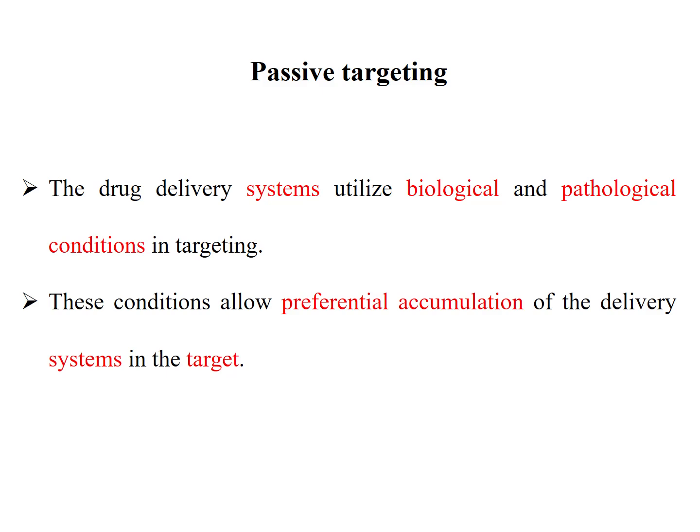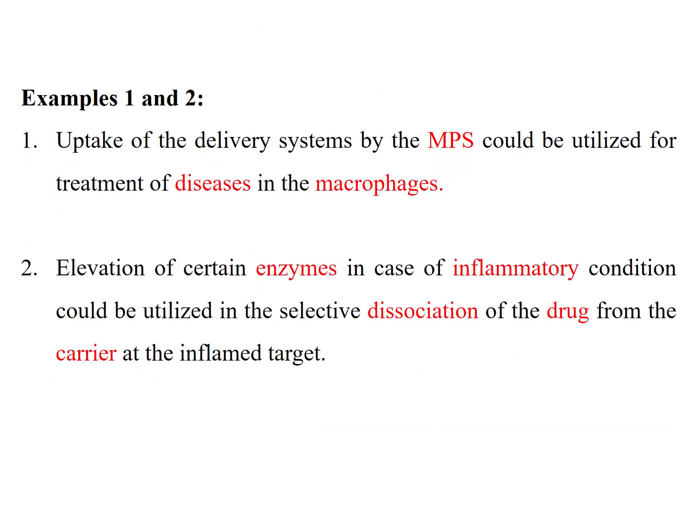Passive targeting utilizes biological and pathological conditions to allow preferential accumulation of delivery systems in the target areas. Uptake by the mononuclear phagocyte system can be used to treat diseases within macrophages. Additionally, elevation of certain enzymes during inflammation can help selectively release drugs from the carrier at the inflamed site.